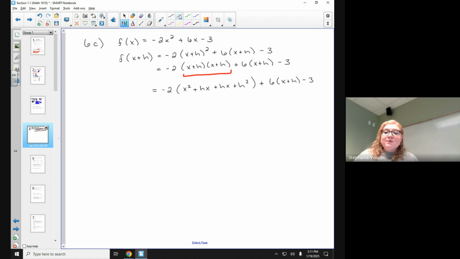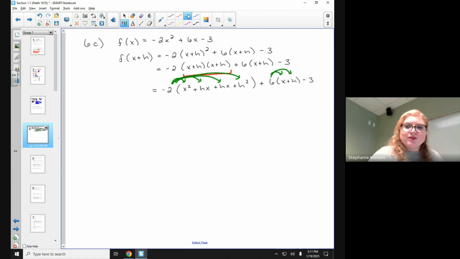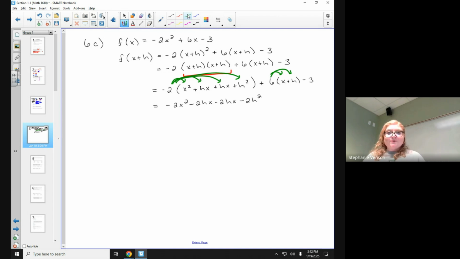So again, just like we did in part B, we will now distribute the -2 to its set of parentheses and the 6 to its set of parentheses. So -2 times all of those things and 6 times these two things. -2 times x squared is -2x squared. -2 times hx is -2hx. -2 times hx is -2hx. -2 times h squared is -2h squared.